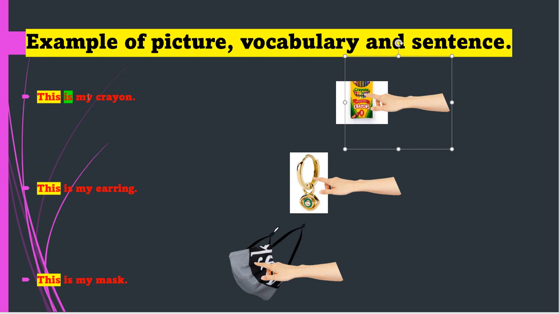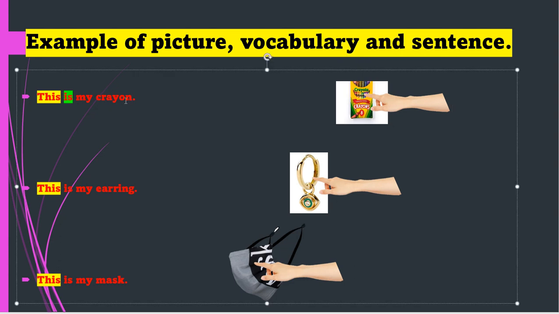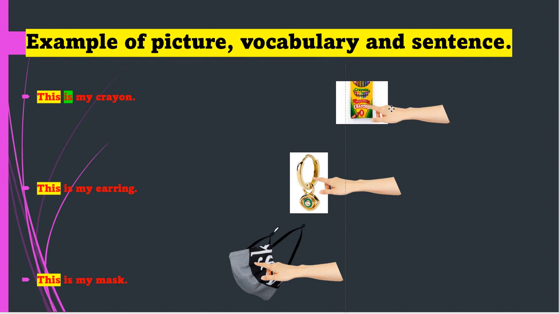And my is a possessive adjective, so this one is for ownership. And here, this is the crayon, without S. No S, because there is only one crayon. This one is a singular noun. I'm talking here about the box of crayons, so only one box of crayons.